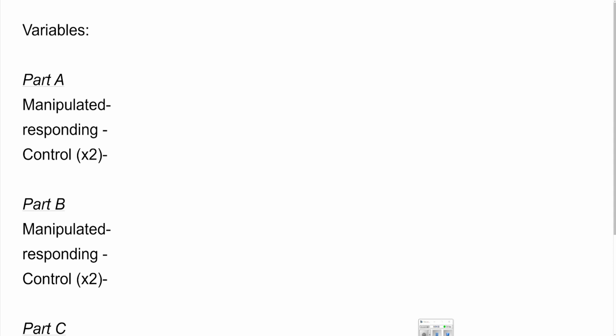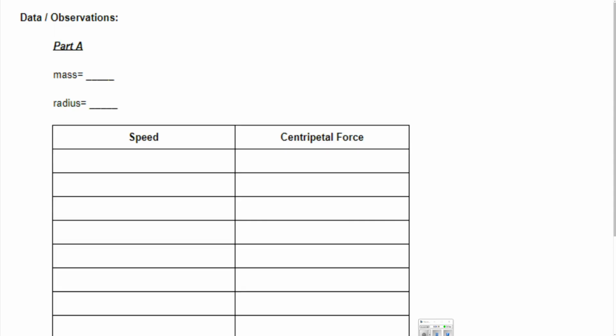So in part A, one manipulated variable, you're going to have one responding variable, and you're going to have two control variables that you're going to need to list. And like I said, it's going to become pretty clear to you what all those variables are as you're doing this. So part A, part B, part C, you're going to have to list all those variables.